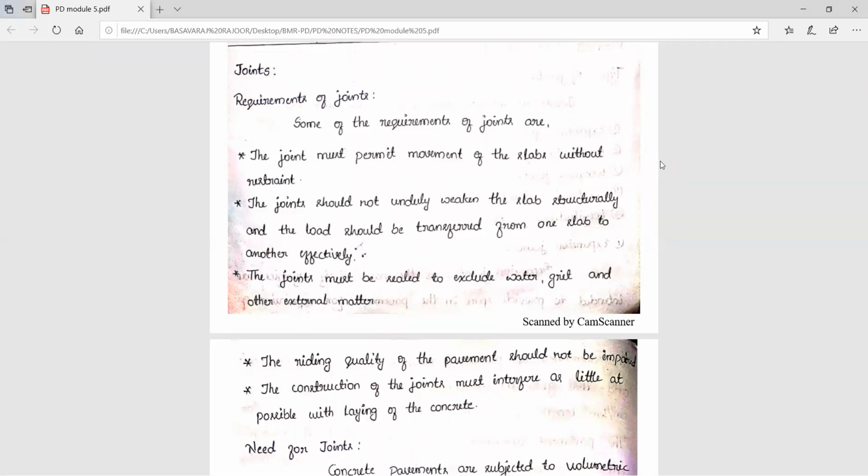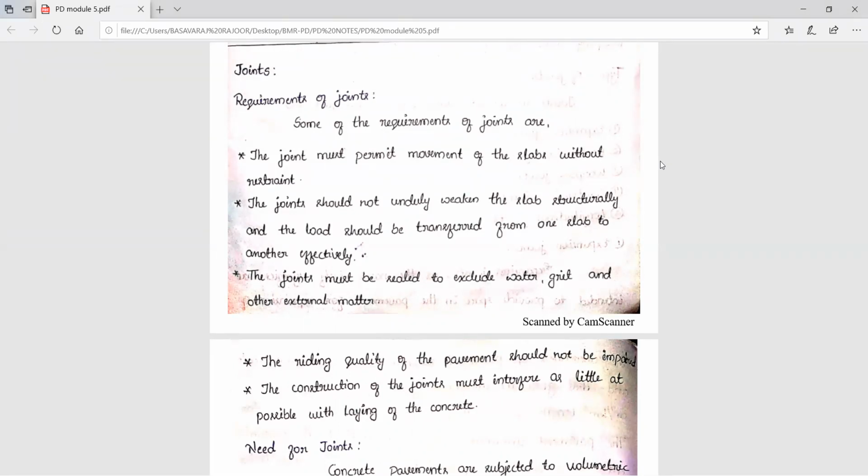In this session, we are going to discuss the joints, requirements of joints, need for joints, and also the types of joints. Joints are discontinuities in the concrete pavement slab and help to release stresses due to temperature variation, subgrade moisture variation, shrinkage of concrete, etc.